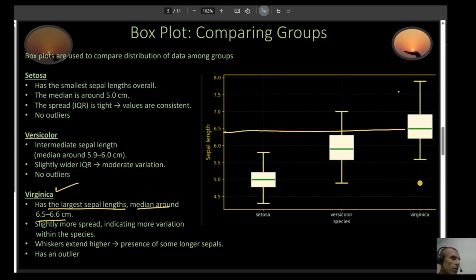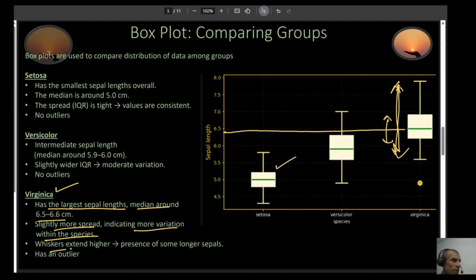And it has the largest sepal length. You can see your sepal length goes from here up to here. It is more spread, indicating more variation within the species. You can see that this distance from here to here is higher, and you can even see the IQR. Your IQR is a little bit more over here compared with the rest of them.